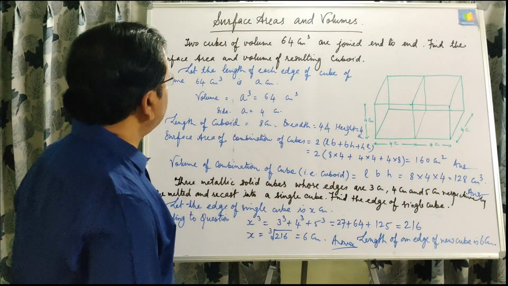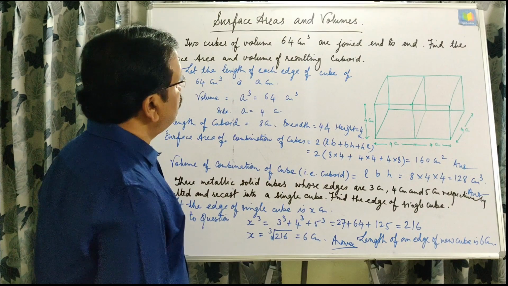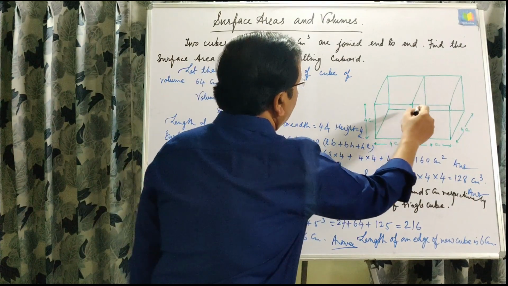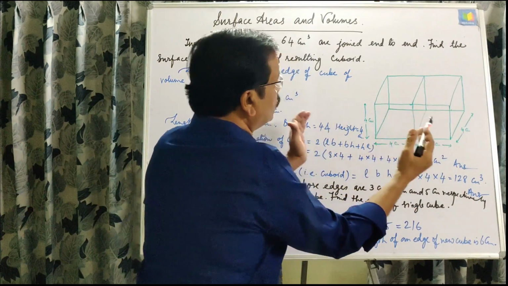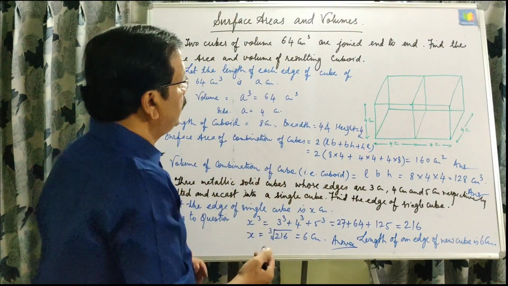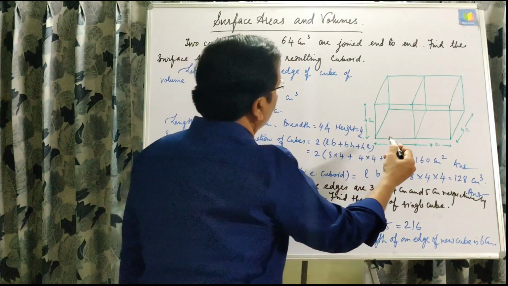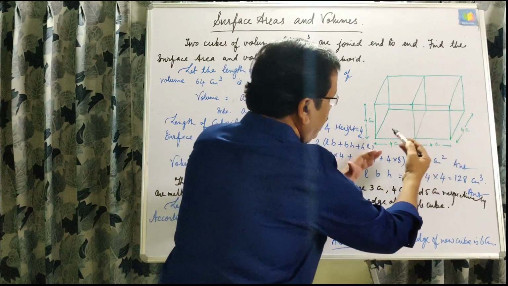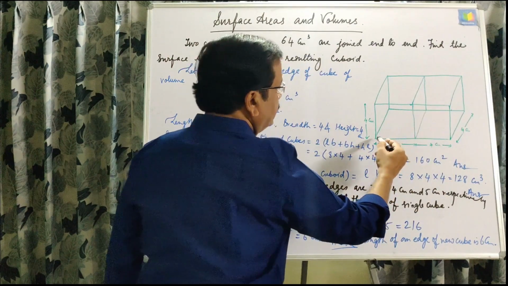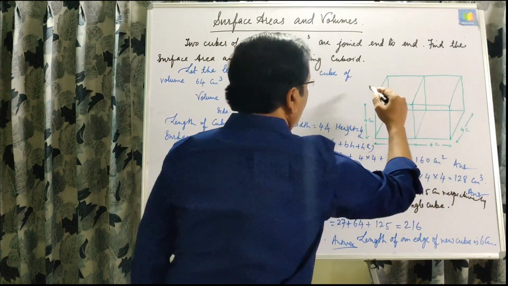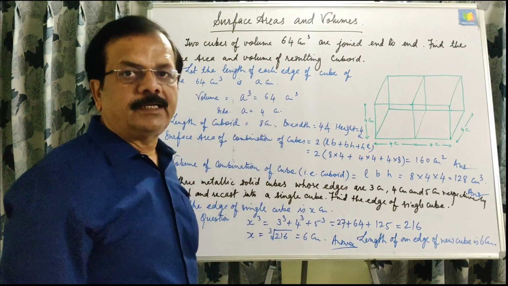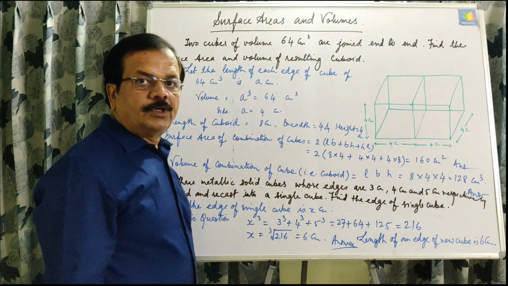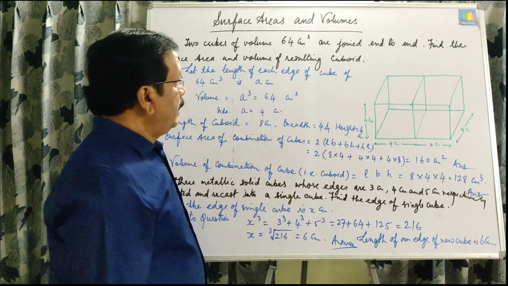Okay, now first question, two cubes of volume 64 centimeter cube are joined end to end. This is one cube and this is another cube joined, that is combination of solids, combination of cubes end to end. Find the surface area and volume of resulting cube. Actually this is cube, and then after joining, this is becoming cuboid. You can see this is 8 centimeter, this is 4, and now this is 4, and then length, breadth and height will change accordingly, and this way this cube is changing into cuboid after combining end to end.